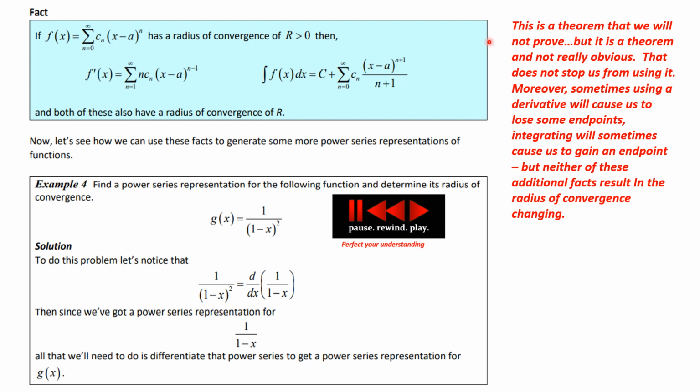Now this is a theorem, and we're not going to prove this, but you should make note that it really is a theorem, and it's not obvious that you'd be able to do that. This is one way that a power series is much like a polynomial. So we're using this result, and you should use this result as well. Moreover, sometimes when you take the derivatives, you will lose an endpoint, or perhaps both endpoints of the interval of convergence.